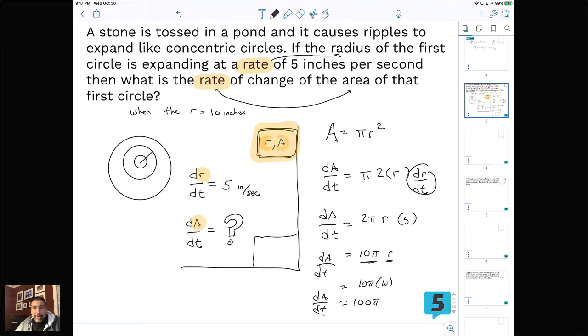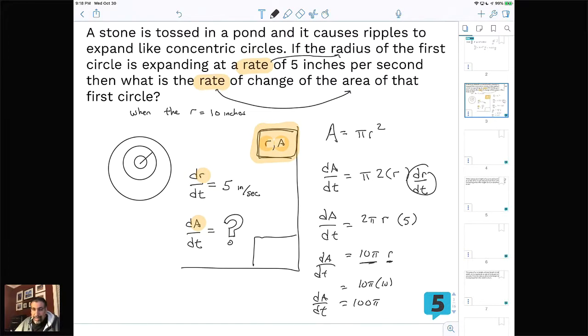The last thing I want to say about this one before we move on to the next example is, where do units come into play on this? So the radius is measured in inches, t is measured in time. Knowing that gives us the clues we need to figure out dA over dt, because if radius is being measured in inches, then area is going to be measured in inches squared, and time is going to keep that same unit of seconds.